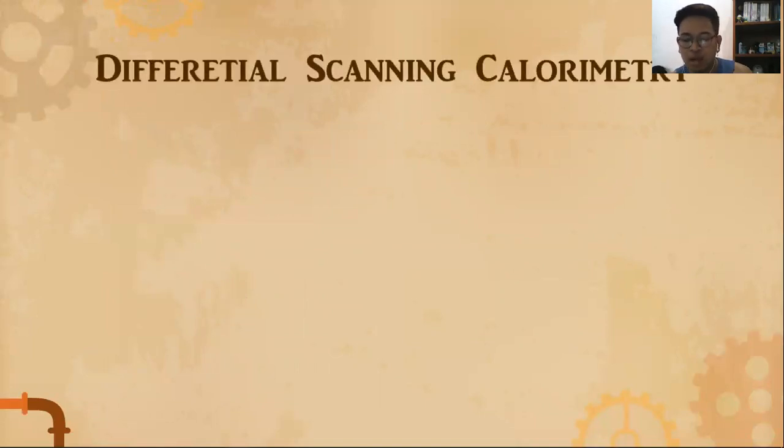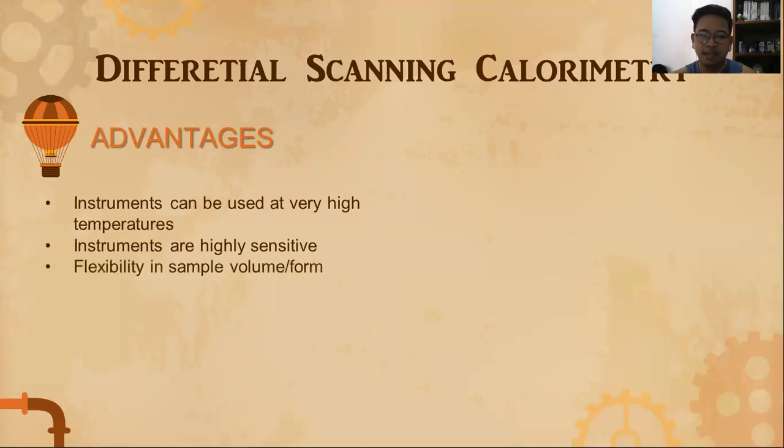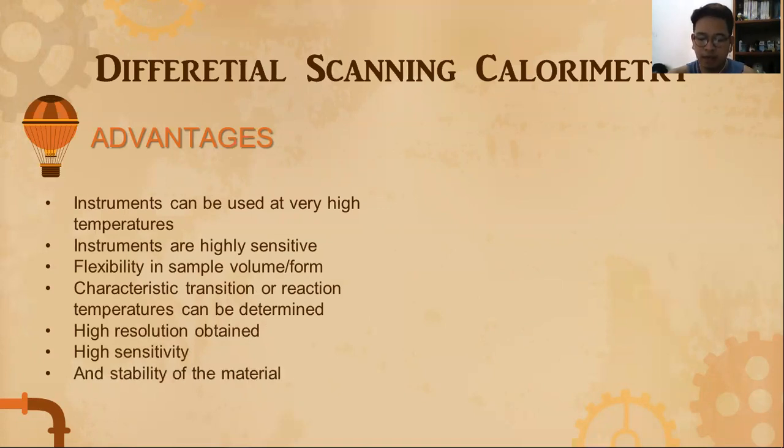DSC can be very advantageous under certain conditions, such as instruments can be used at very high temperatures. Instruments are highly sensitive, there is flexibility in sample volume or form, and characteristic transition or reaction temperatures can be determined. High resolution can be obtained, with high sensitivity and stability of the material.